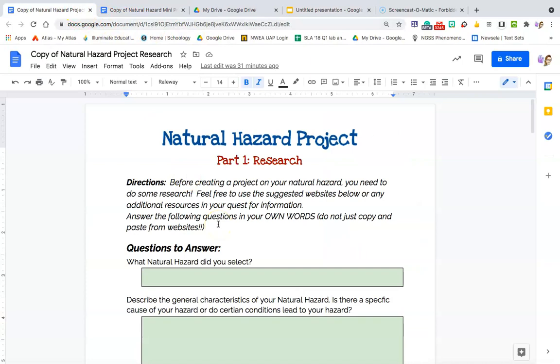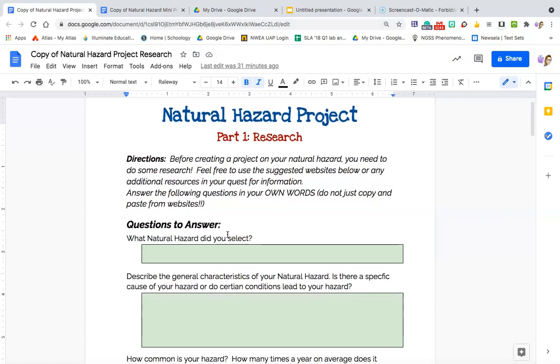Your directions say, before creating a project on a natural hazard, you need to do some research. Feel free to use suggested websites that are down below on the bottom of this worksheet, or Google. That's fine. You need to answer the questions in your own words. You cannot just copy and paste from the internet. I've been seeing that way too much for 6th grade. That is called plagiarism, and you cannot do it. You need to put it in your own words.